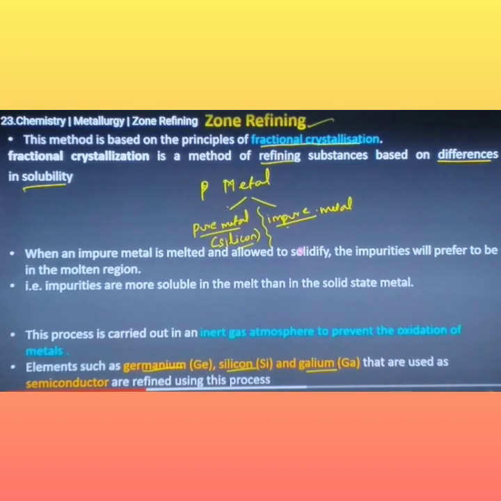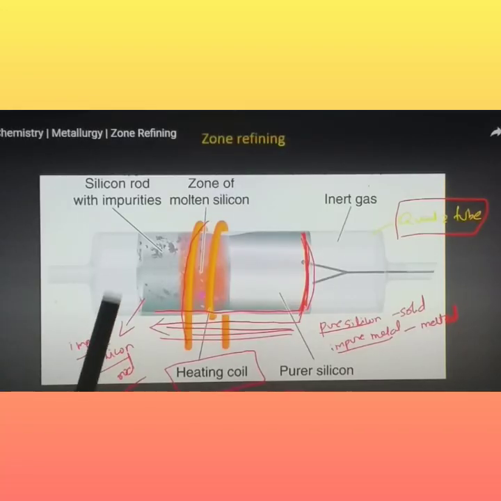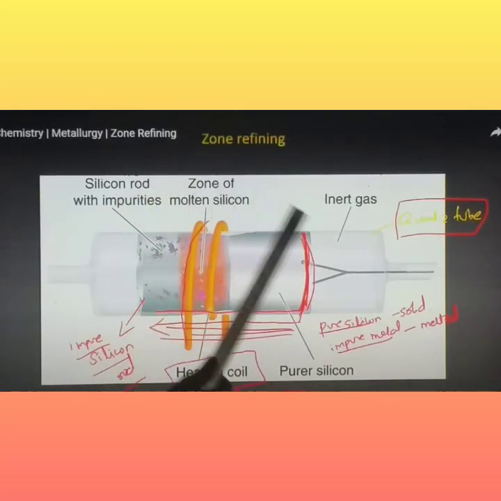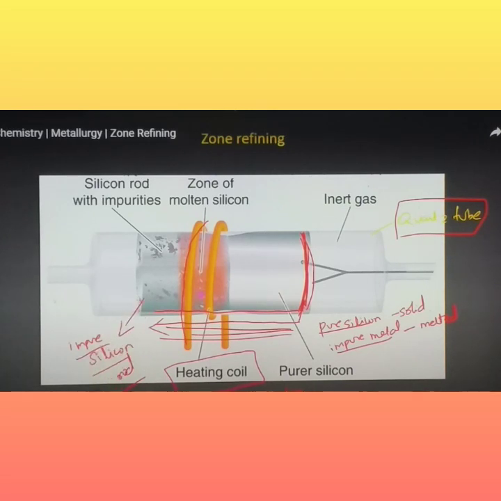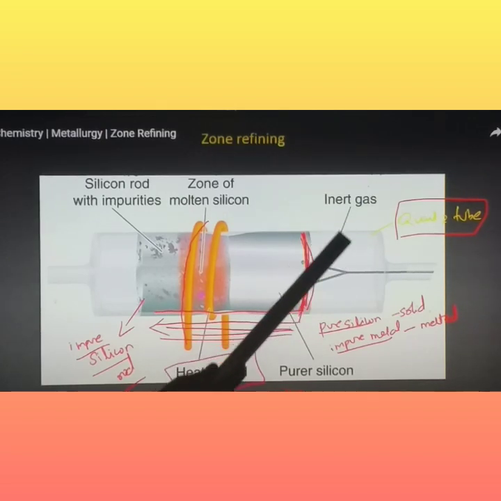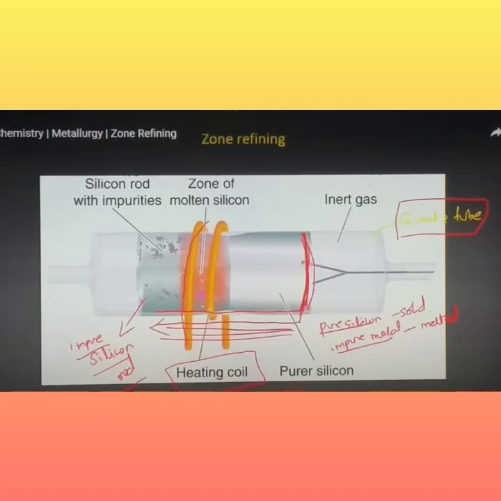Now I will show the diagram to explain the zone refining process. This is a zone refining chamber. This diagram is not given in your textbook; I am showing it just for understanding purposes. See, we have to take a quartz tube, which is made up of sand. Here it will be connected to the cathode and anode, etc. Then this chamber is filled with the inert gas.